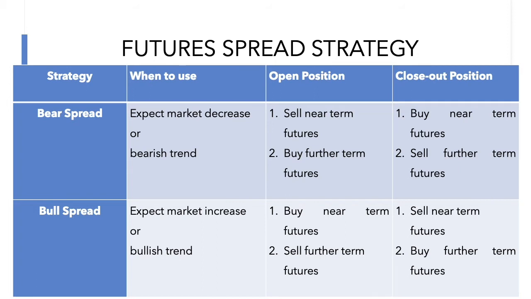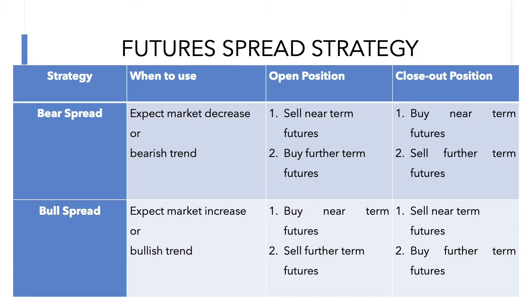If you use bear spread strategy, you enter the futures market and open positions by taking two opposite positions. The first one, you need to sell near-term futures. The second one, you need to buy further-term futures. At the end of the spread strategy period, you need to close out your position by taking the opposite position. The contract that you started with sell, you need to close out using buy. The contract that you started with buy, you need to close out using sell.